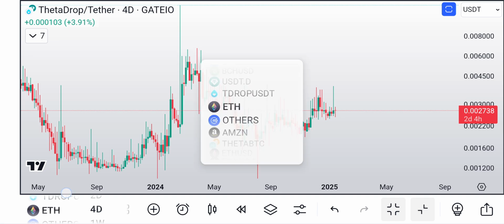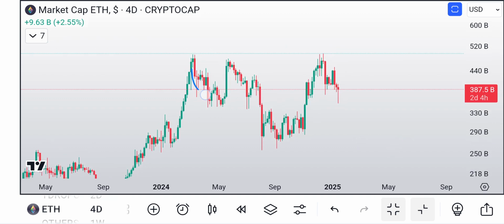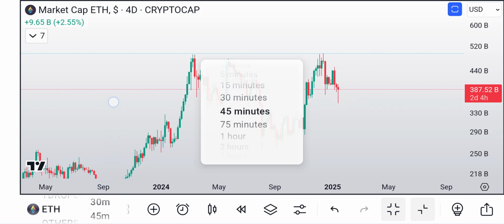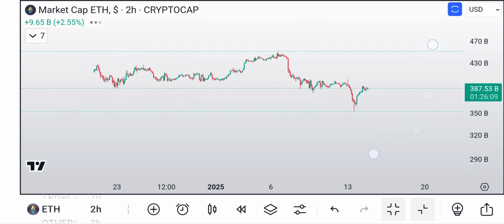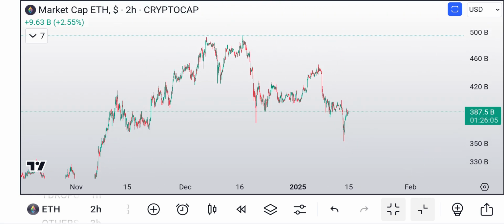So, in Ethereum, we see a cup, or we see a potential inverse head and shoulders here. I haven't really looked at Ethereum a lot. Let's see. Yeah, we got a three-way pullback. We got an ABC. So, looks good. We got an impulse off the low.